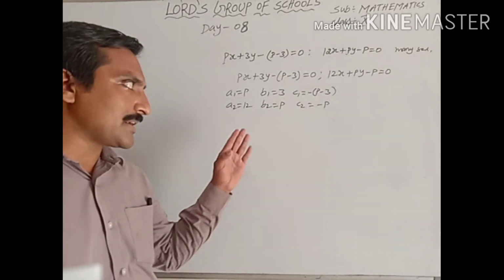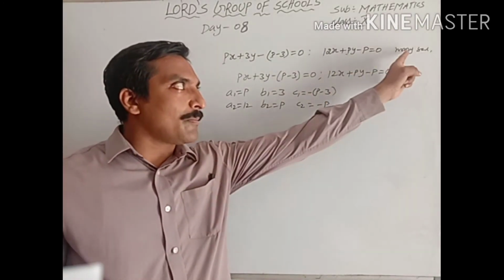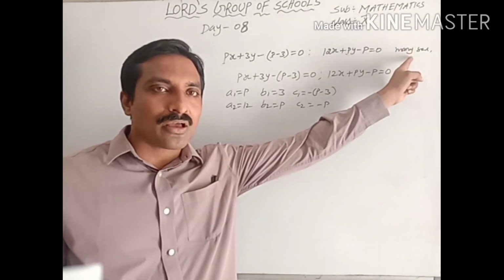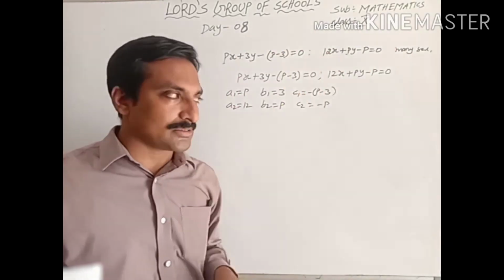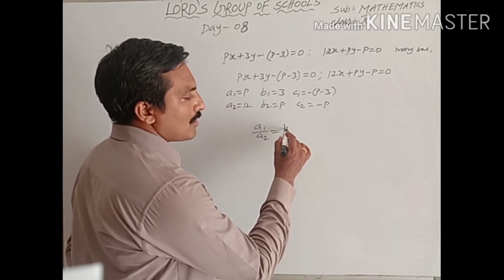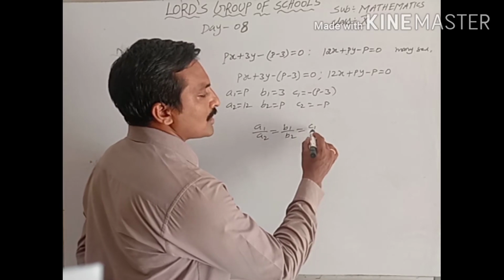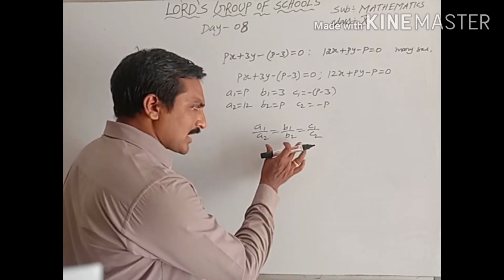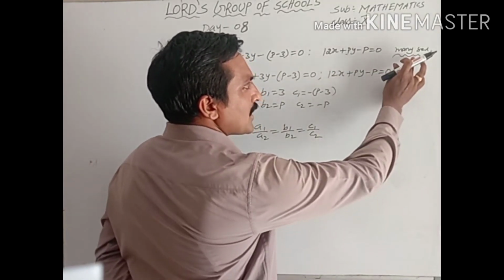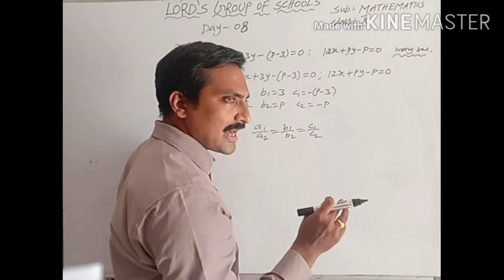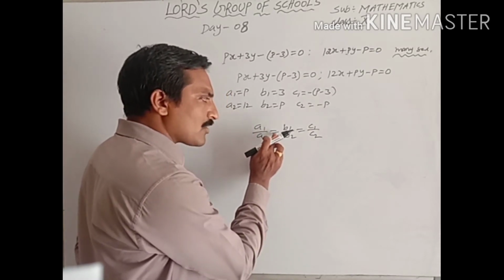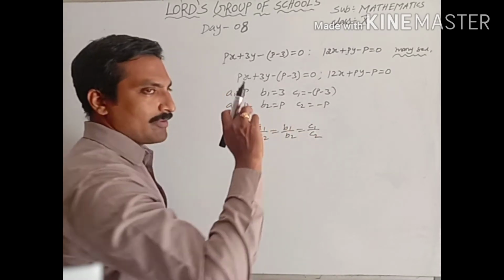What is said after the representation is clearly mentioned in the problem: many solutions. Which type of lines contain many solutions? Coincident or dependent lines. So what is the condition for coincident lines? a1 by a2 is equal to b1 by b2 is equal to c1 by c2. Why are you applying this condition? Because the problem clearly mentions many solutions, and dependent or coincident lines contain many solutions. The condition for coincident lines is a1 by a2 is equal to b1 by b2 is equal to c1 by c2.